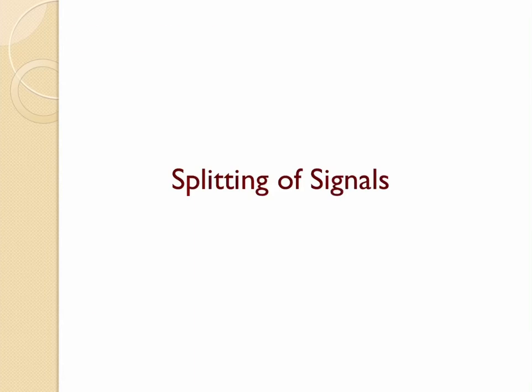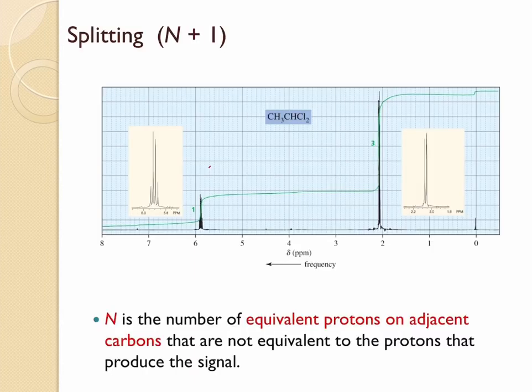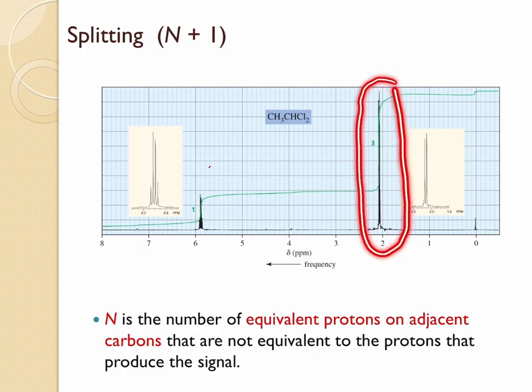Splitting of signals. The splitting of NMR signals is an important aspect of the NMR spectrum, as it gives information about the neighboring protons. Let's focus on the NMR spectrum of this compound. So this compound should give us two peaks, one peak for the methyl protons and the other peak for the methyl protons. Right? The methyl protons are going to definitely appear in the upfield region, and the methyl protons are going to be in the downfield region.